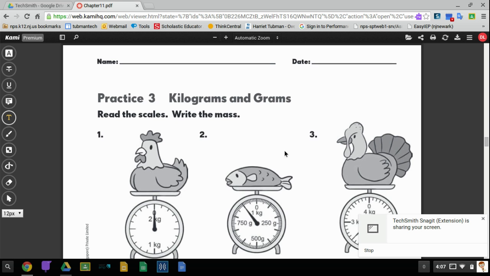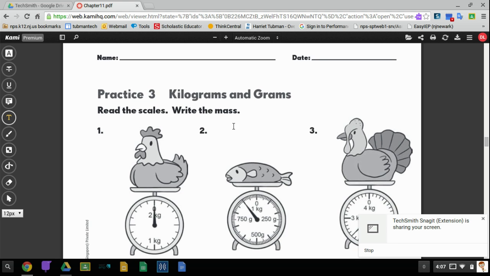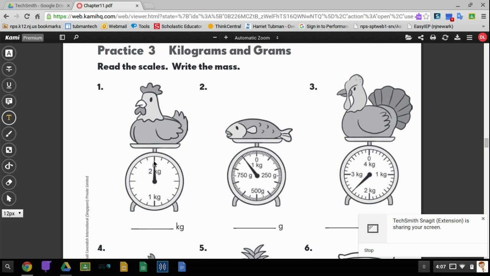This is page 31. Practice 3, kilograms and grams. Read the scale, write the mass. So let's read and let's figure out which is which. If we look at number 1, we know that it can't be 0 because it weighs something. So if that's 1 kilogram, that means that's going to be 2 kilograms. So over here we have 2 kilograms.